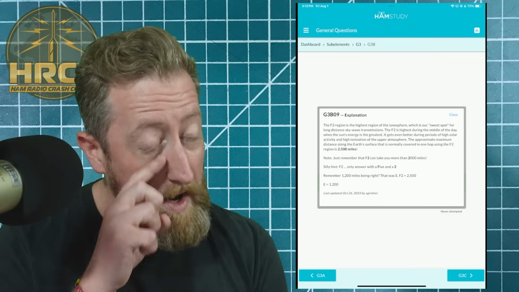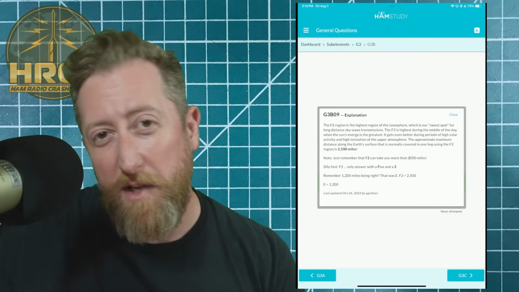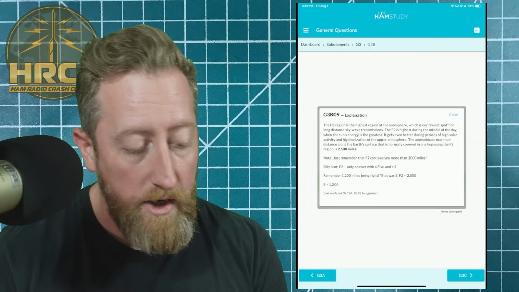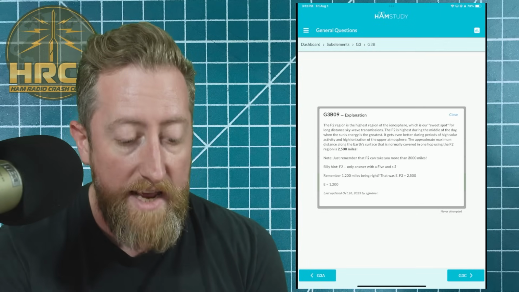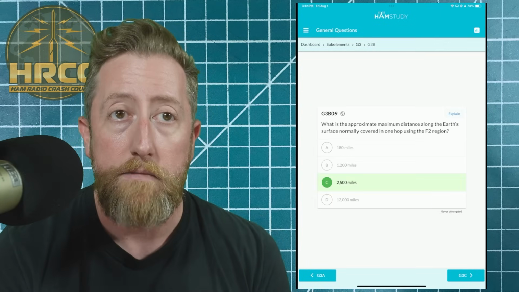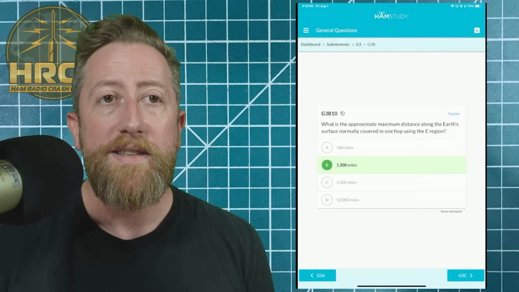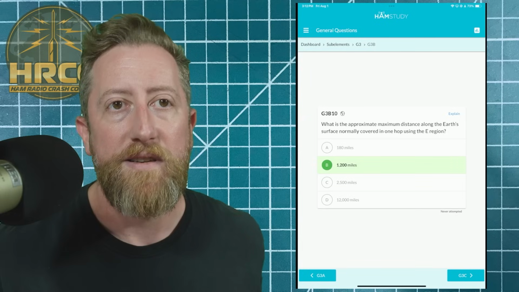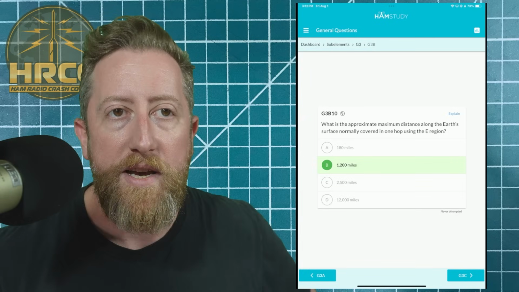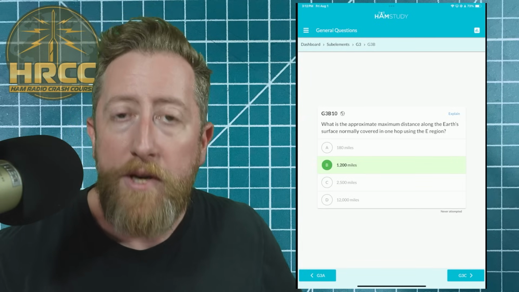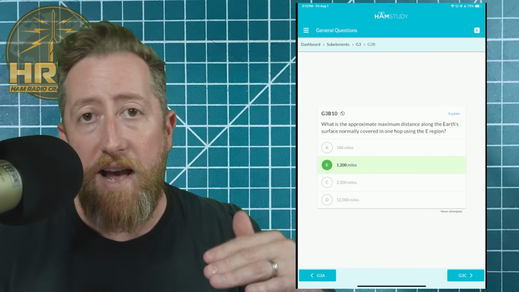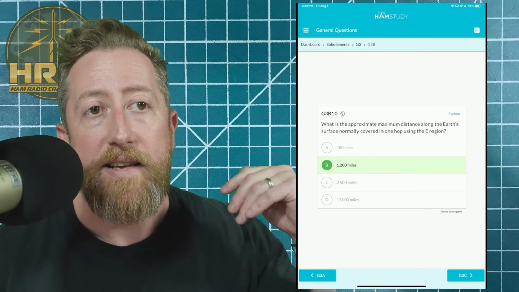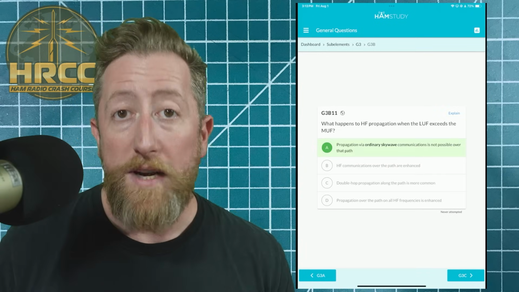So this is one where you have to commit some of these to memory, and that's a good one. Just remember F2 can take you more than 2,000 miles. All right. Question 10. What is the approximate maximum distance along the Earth's surface normally covered in one hop using the E region? So we've come down, right? It is 1,200 miles.